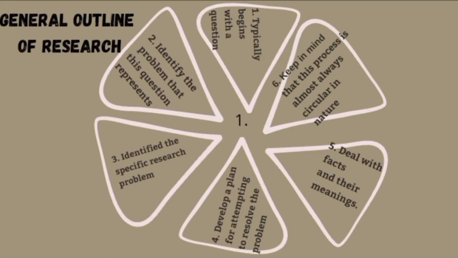General outline of research. First, it typically begins with a question. Second, identify the problem that this question represents. Third, identify the specific research problem. Fourth, develop a plan for attempting to resolve this problem. Fifth, deal with facts and their meanings. Sixth, keep in mind that this process is almost always circular in nature.